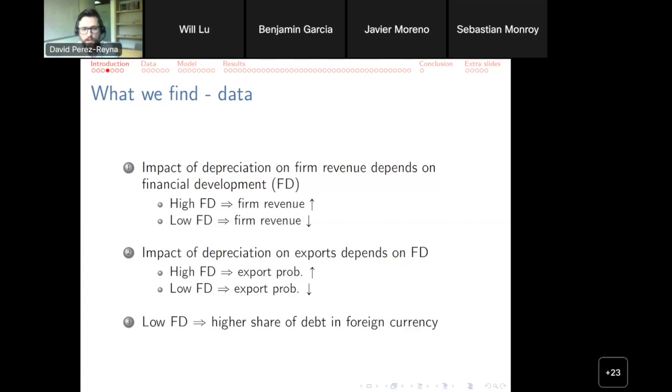We also, to get a grip on why we have this result, analyze two mechanisms. We analyze the impact of a depreciation on the export decision. And what we find is that firms that are located in economies that are more financially developed have a higher probability of exporting when there's a depreciation. And we also find that firms that are located in economies with lower financial development have a higher share of debt in foreign currency.